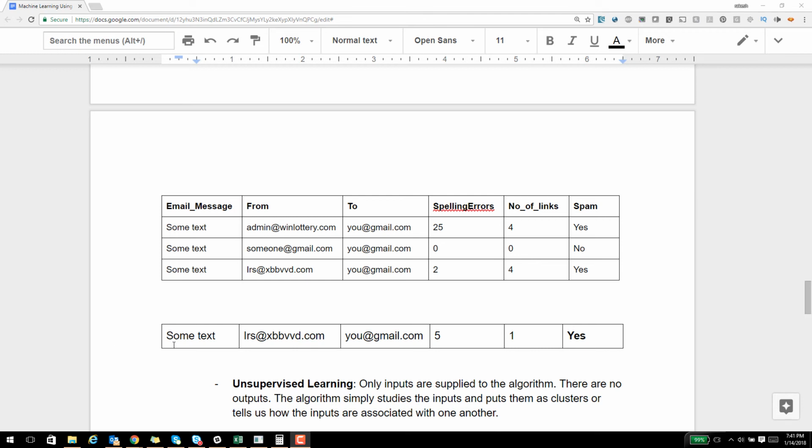So if next time a similar input comes, it can try to predict whether it's spam or not. That is why this whole concept of input, the way the data is cleaned up as input, and the way it needs to be supplied to an algorithm is very, very important.